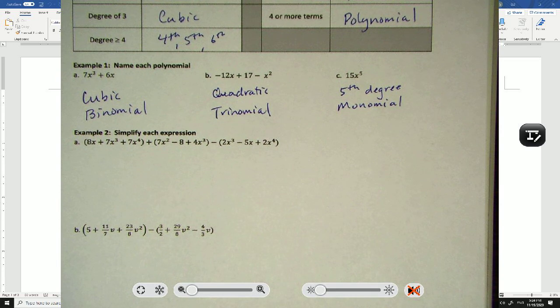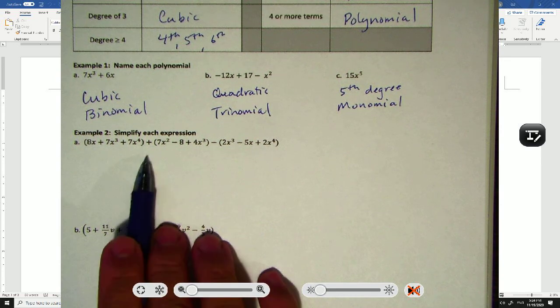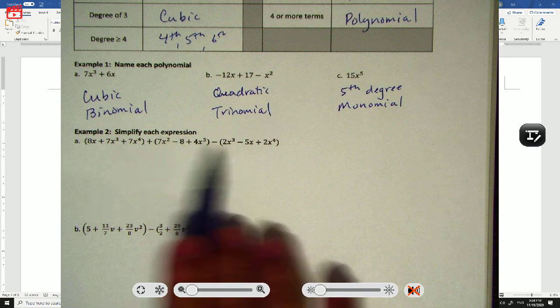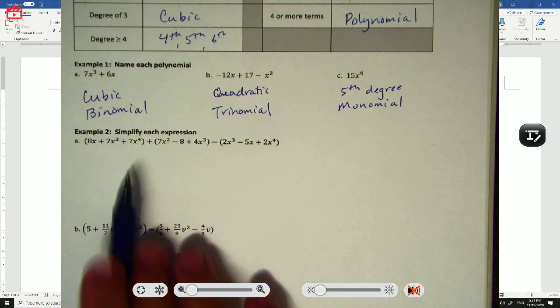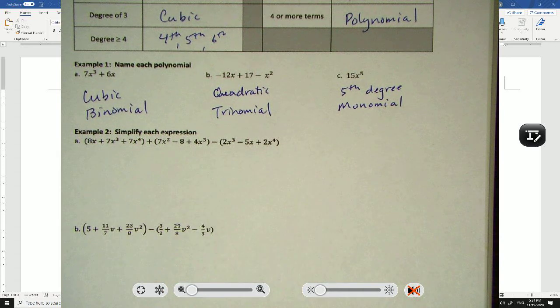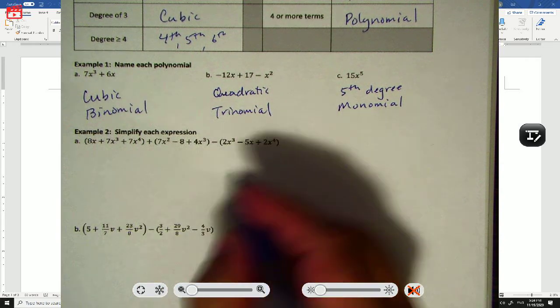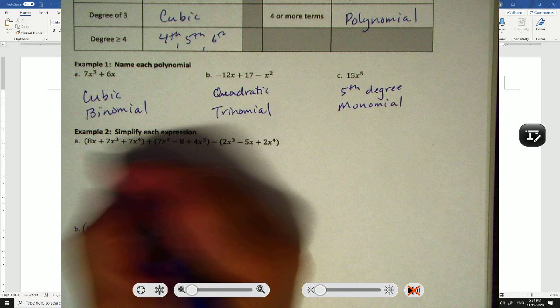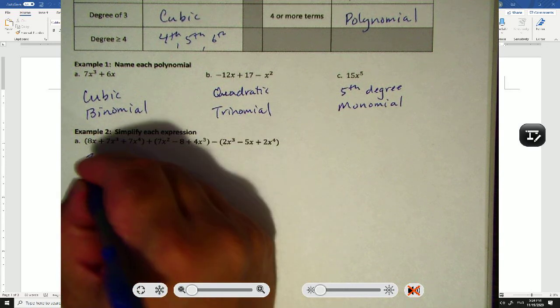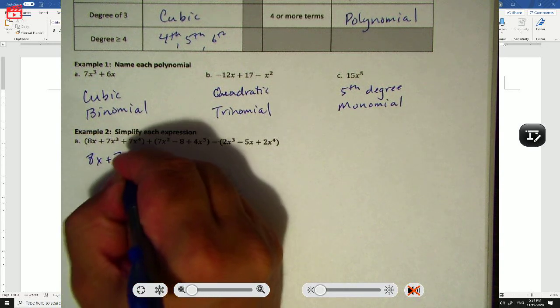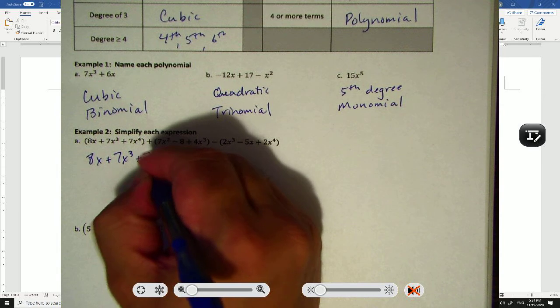Alright, simplifying these expressions, pay attention to the sign between them. That's a plus sign there, that's a minus sign there. If it's a plus sign, nothing interesting going on. In fact, my suggestion is you just drop the parentheses. So on the first parentheses, you can just drop it. There's nothing interesting going on there.